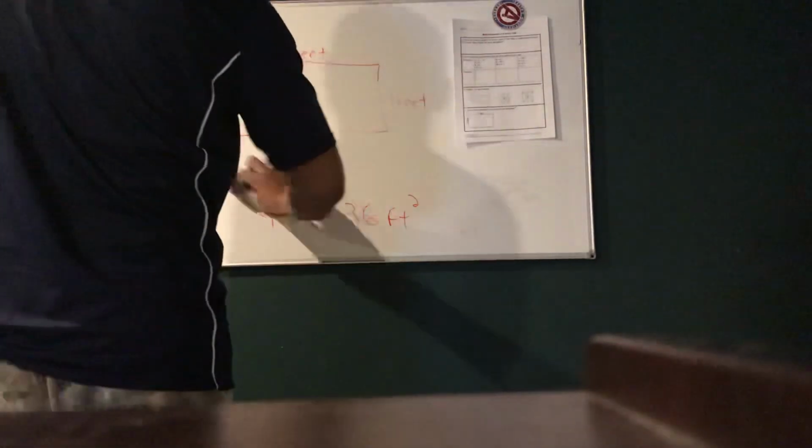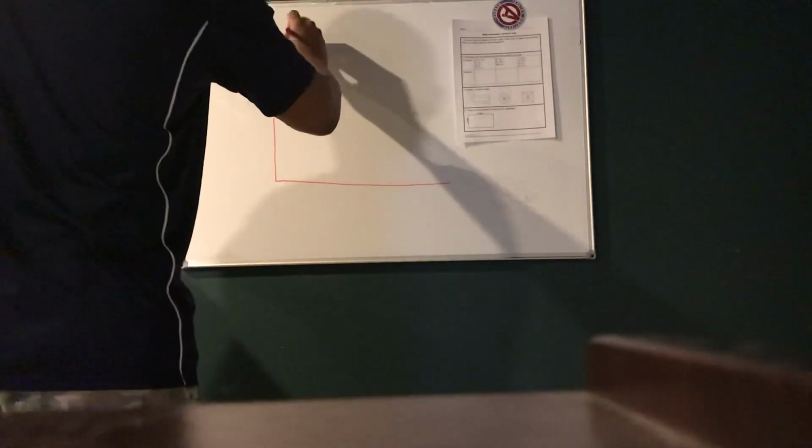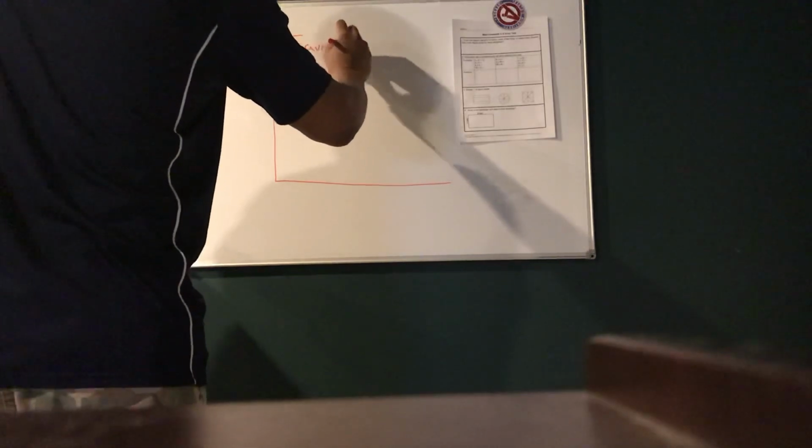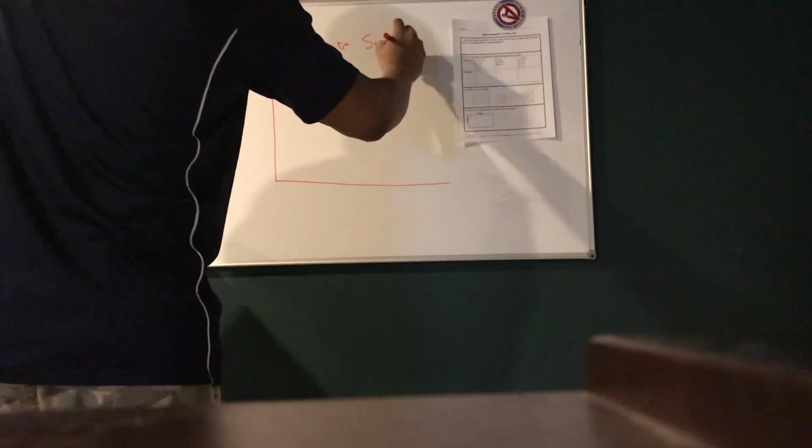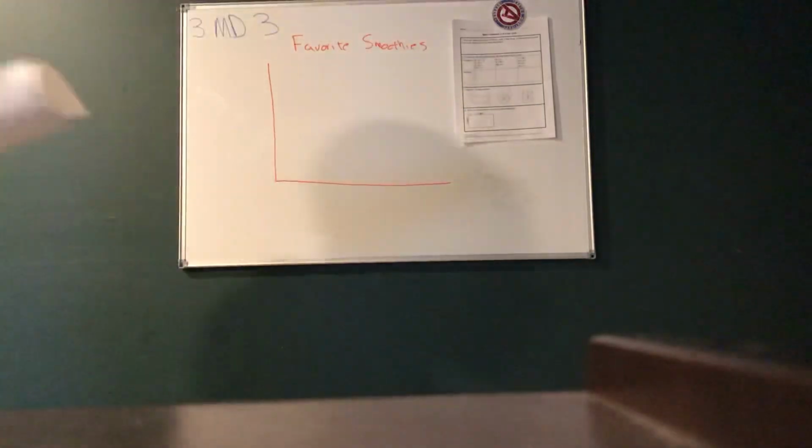Okay, now we're going to get into our lesson for today. We are still working on graphs. So we're going to be creating a graph, and you all are going to be creating it at home in your journals, and we're going to be making our own graph, and our graph is going to be called Favorite Smoothies. So let's start by making our graph, and let's give our graph a title of Favorite Smoothies.